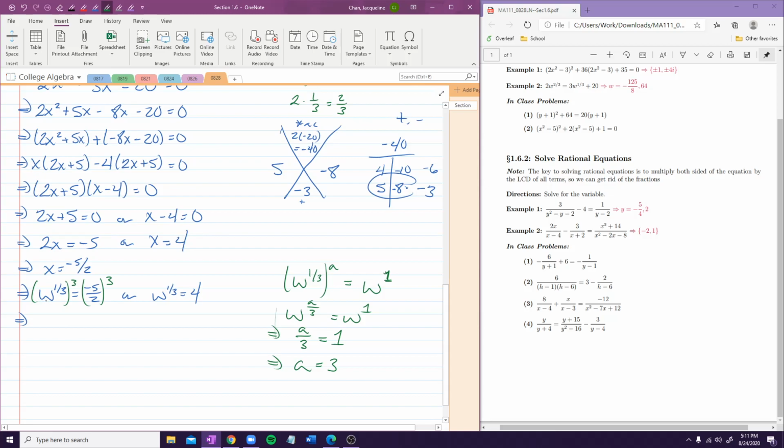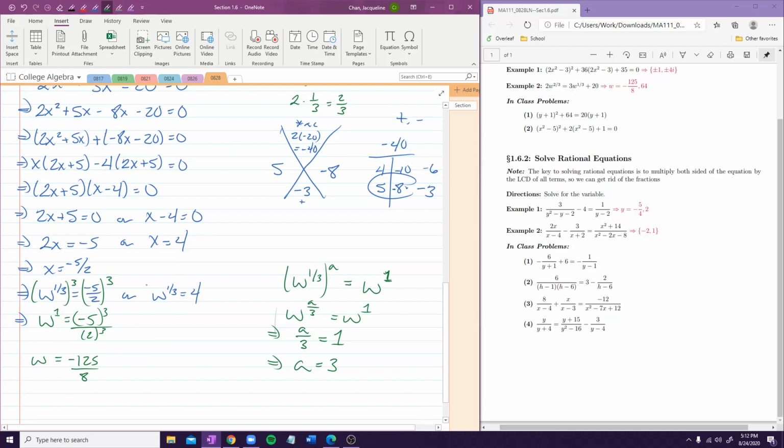So when I do w to the 1/3 cubed, that gives me w to the 3/3, which is w to the first power. Negative 5/2 cubed, when I do that, becomes negative 5 cubed over 2 cubed. You have to do both the numerator and the denominator. Negative 5 cubed is negative 125, and 2 cubed is 8.